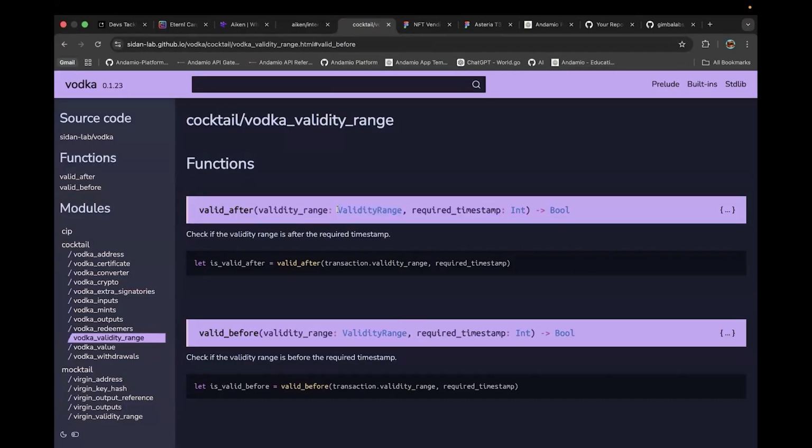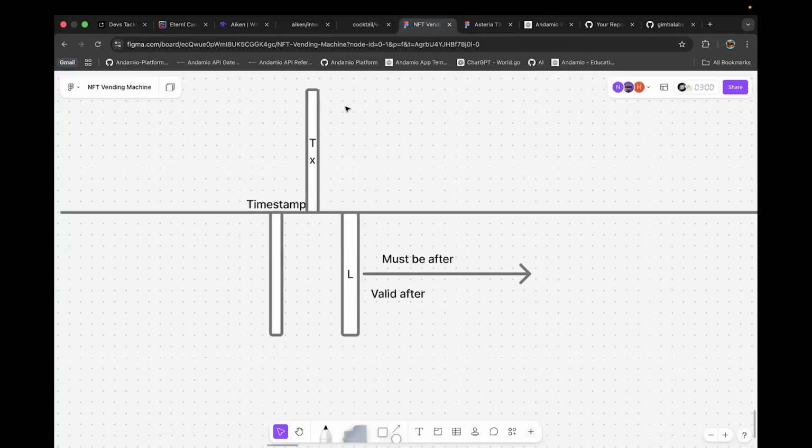But this is where I'm concerned. The validity range we are getting from our transaction. That means we are setting the validity range in our transaction, yeah, and you get true. You get my concern? I understand, yeah. Yeah. So can you hear me? Yeah, we can hear you, Ahmad.